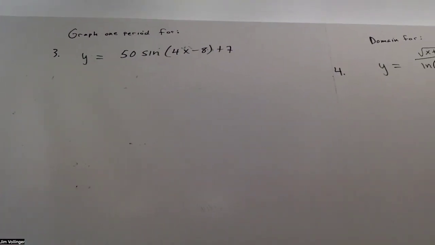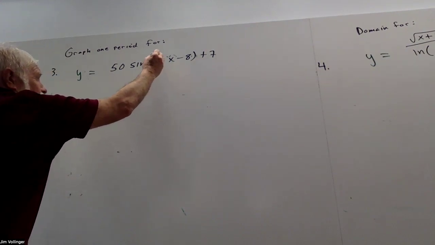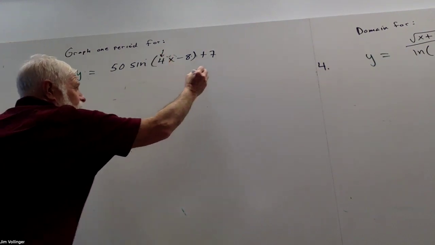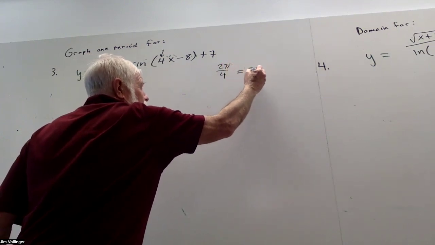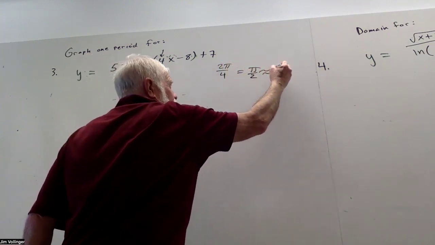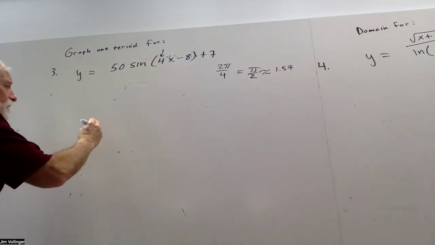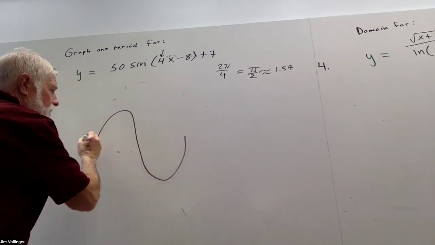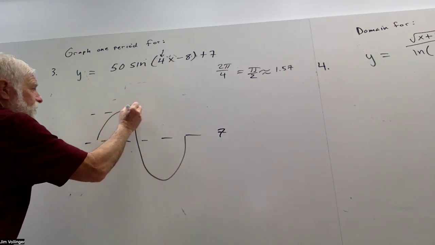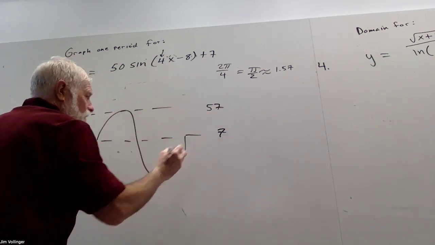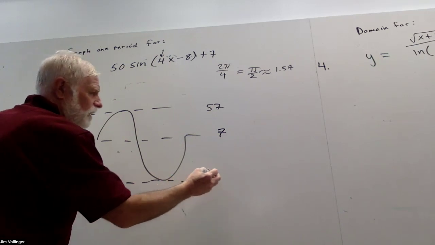Why don't we apply it now? Take a little shortcut. All right, so 4x minus 8, the multiplier is 4. If I divide that into 2 pi, I get pi over 2. We're roughly 1.57 units from start to finish. All right, so sine, midline, 7. Going up how much? 50. 57. Going down 50. Oh, down 50. -43.